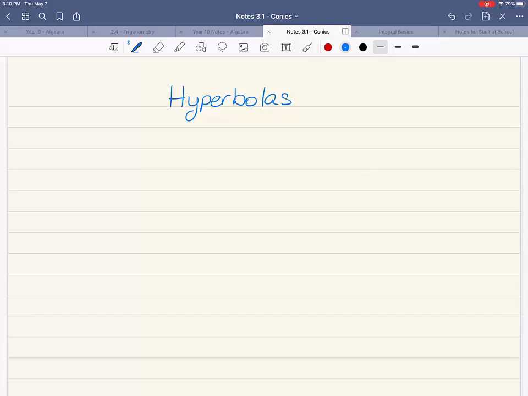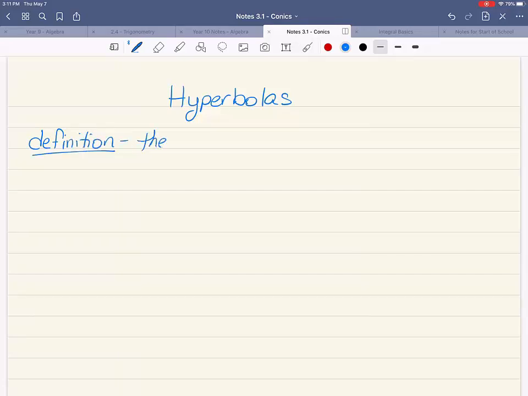We're going to talk about the definition of a hyperbola, what the graph looks like, and what its important features are, what the two different formulas are, and then how to get the features from the formulas. So let's start with the definition of a hyperbola.